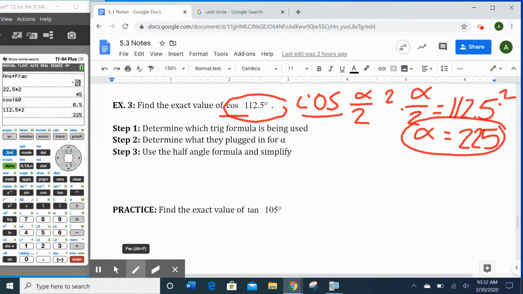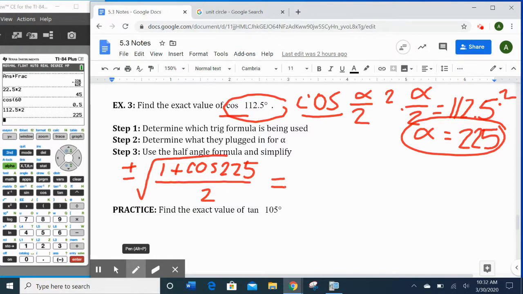So the cosine of alpha over 2 is equal to plus or minus, we'll decide which one, the square root of 1 plus the cosine of alpha, which is 225, over 2. So let's see here.